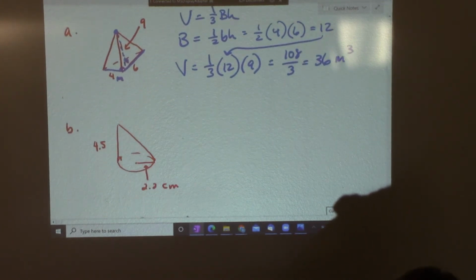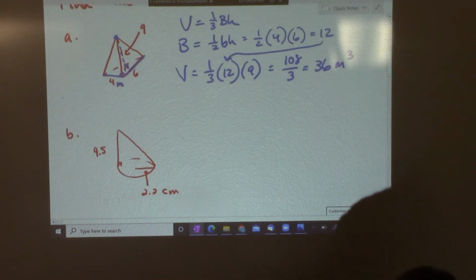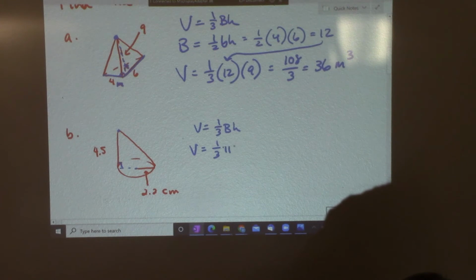Okay, let's do number 2. This time we have B, which is a right cone, and here's the top, and I have a circular bottom. You can pause the video for a minute if you want. And we're going to have the volume is 1/3 base area times the height. So that is 1/3 pi r squared h. So then r is 2.2 centimeters. So I'm going to have 1/3 times pi, which is 3.14.